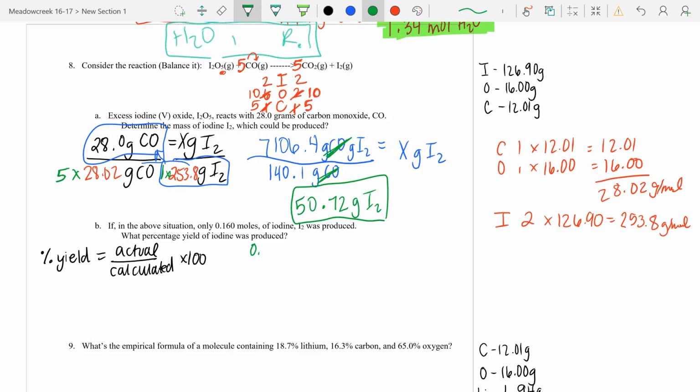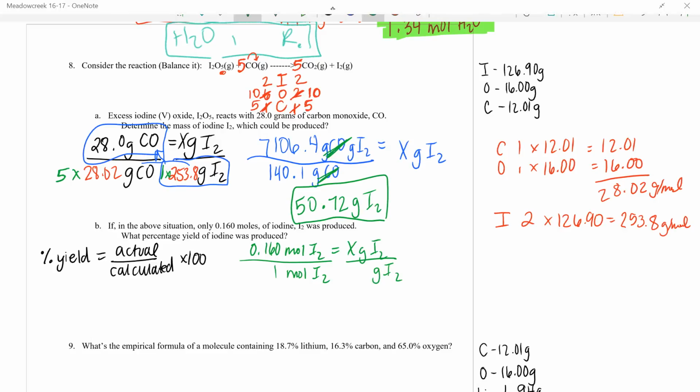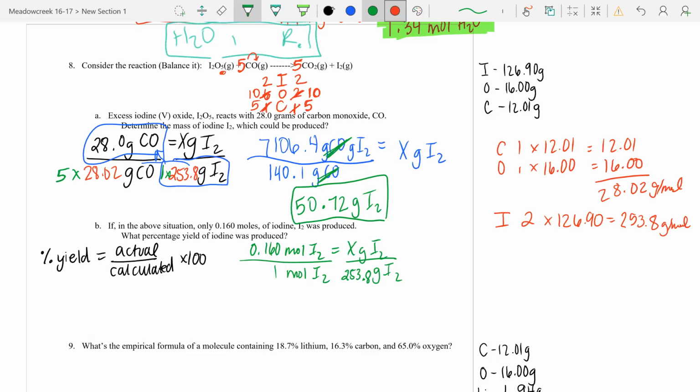So let's convert our 0.160 moles of iodine into grams of iodine. So if I have 1 mole of iodine on the bottom here, and I bring down my grams of iodine, which my molar mass of I2, which I calculated in part A, is 253.8. Now, because iodine is the same on both sides, I do not have to multiply by a coefficient.